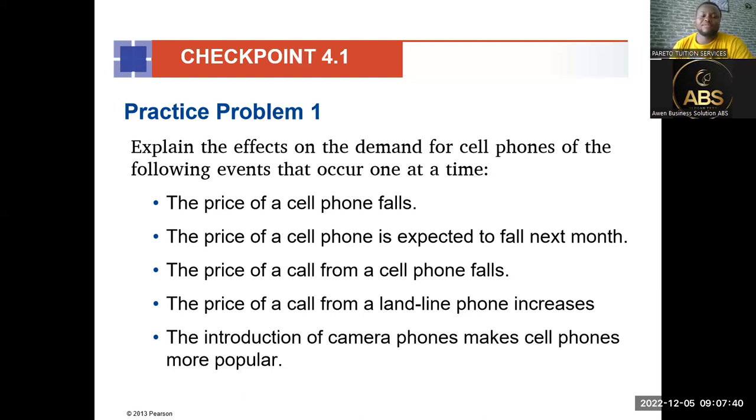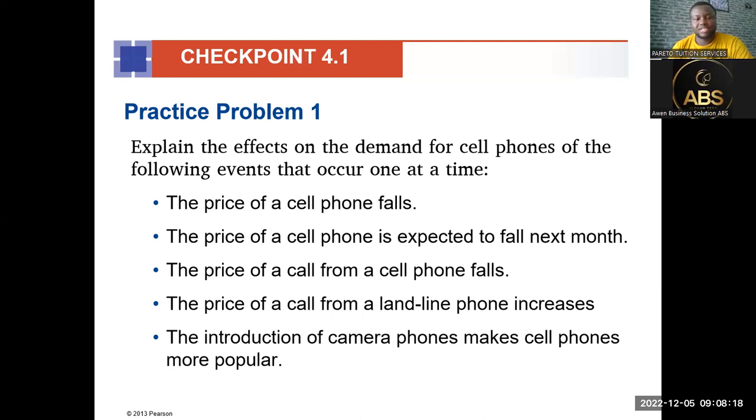And then the second one: the price of a cell phone is expected to fall next month. What is the factor we are considering here? Expectations of future prices. We saw that if consumers expect an increase in the price of the commodity in the future, they tend to buy more now just to avoid the increase in price. On the other hand, if they expect a fall in price, they are going to reduce their demand now.